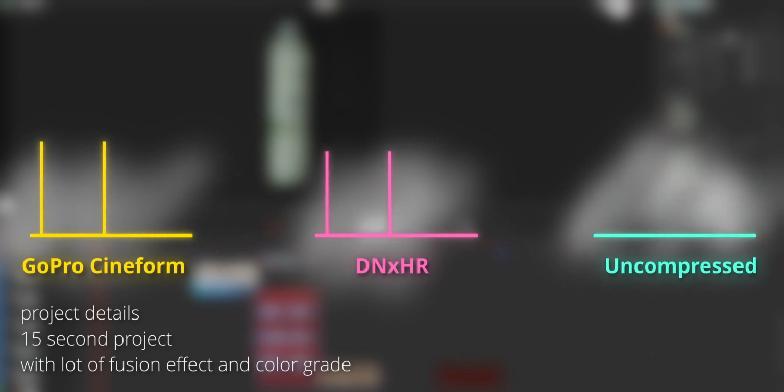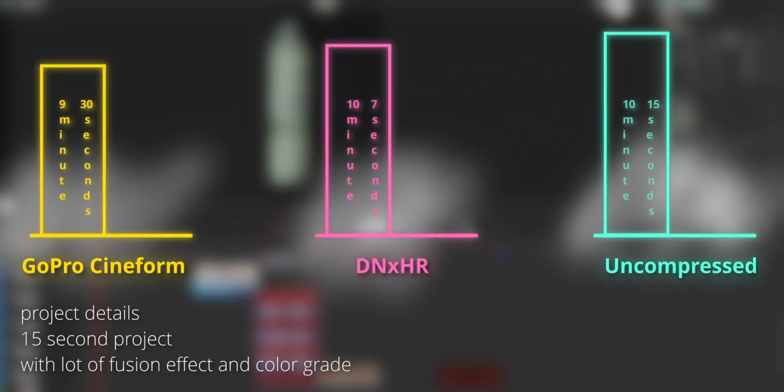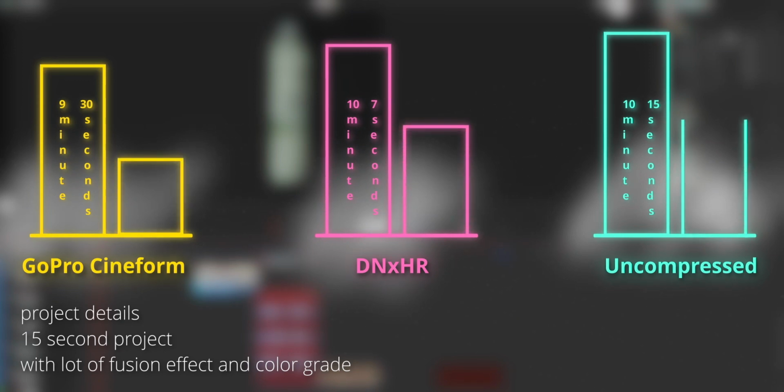GoPro CineForm takes less time compared to both DNxHR and uncompressed. It is around 1 minute faster compared to both. And DNxHR and uncompressed took around the same time. And about the storage consumed, GoPro CineForm took less space compared to DNxHR, and DNxHR took less space compared to uncompressed. Uncompressed is the one which consumed big space. So for the space consumed, you can check this data, but for the time consumed, do a test on your system and find the one which is best for your system.